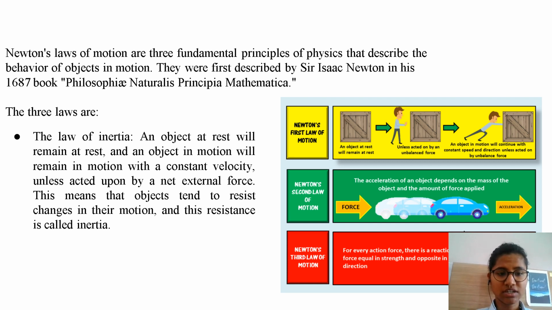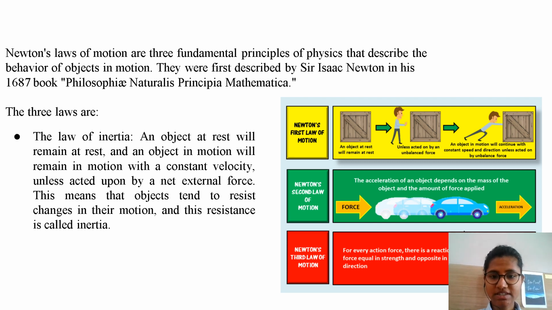The three laws are: the first law is the law of inertia. An object at rest will remain at rest, and an object in motion will remain in motion with a constant velocity unless acted upon by a net external force. This means that objects tend to resist changes in their motion, and this resistance is called inertia.